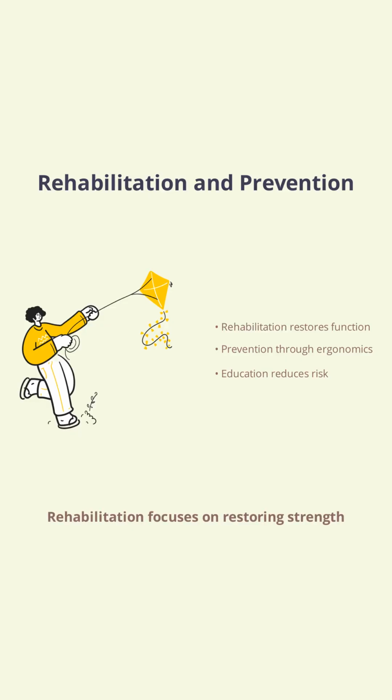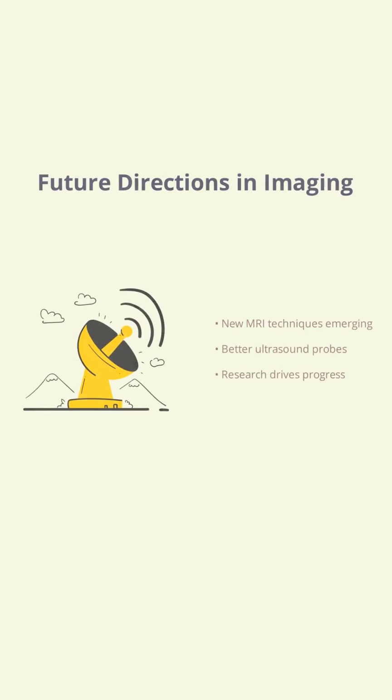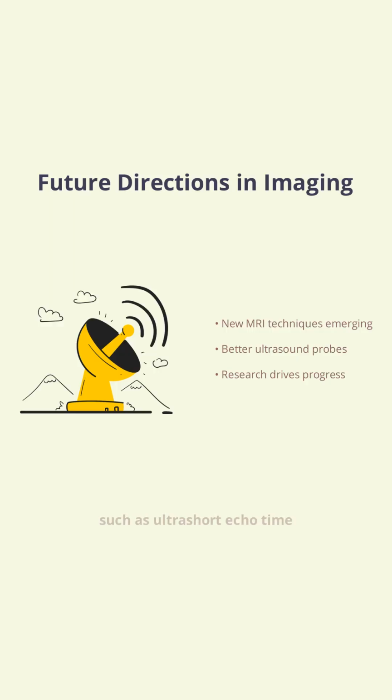Rehabilitation focuses on restoring strength, flexibility, and function to the wrist and hand. Preventive strategies include ergonomic adjustments, proper technique during activities, and early recognition of symptoms. For those at risk, such as athletes or workers with repetitive hand use, education and regular monitoring can help prevent tendon injuries. Advances in imaging technology, such as ultrashort echo time MRI and improved ultrasound probes, are enhancing our ability to detect and characterize tendon disorders.